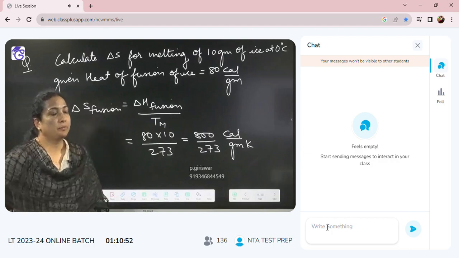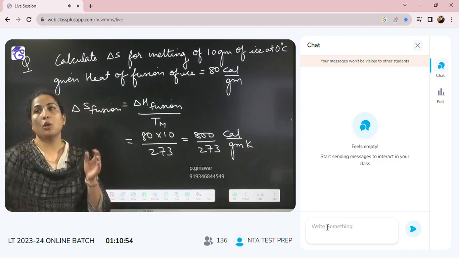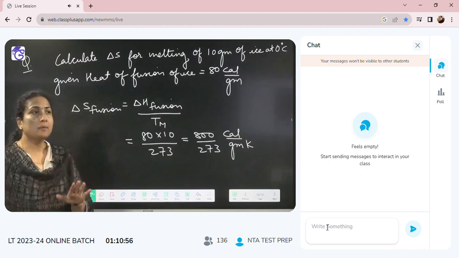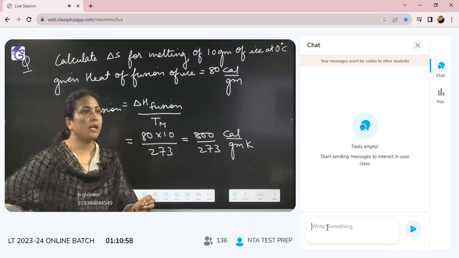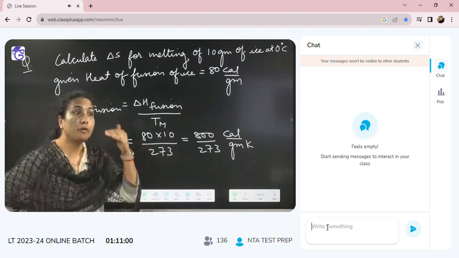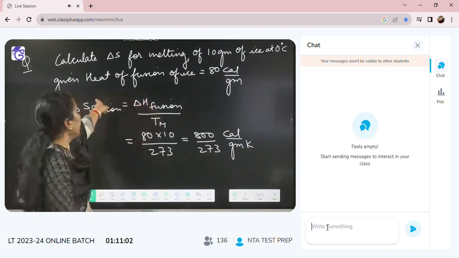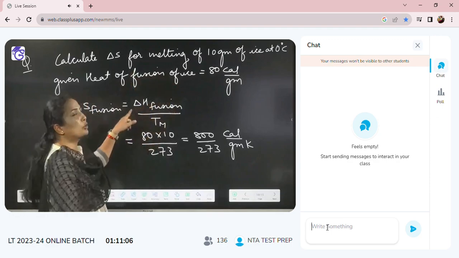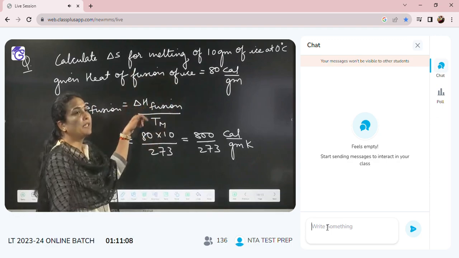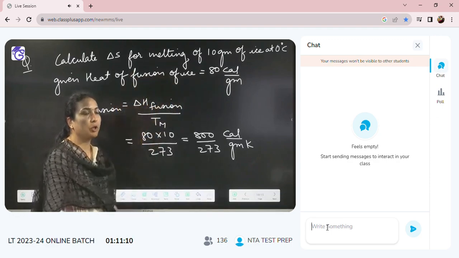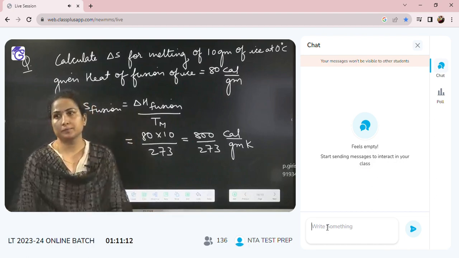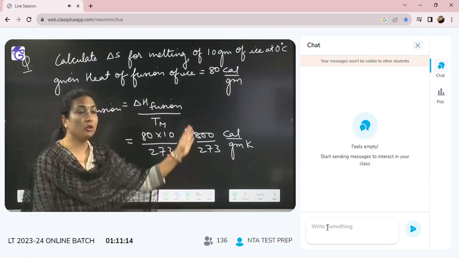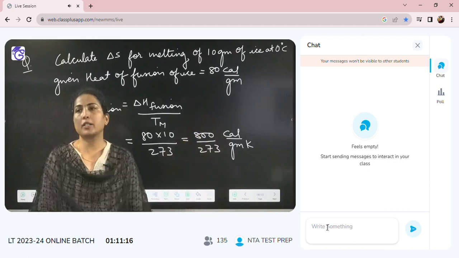Getting it, everyone? Now here I have asked you melting. Sometimes they may give you 10 gram of water and they can ask you entropy change for freezing. And they will give you the heat of fusion of that particular ice. So the thing is, you should understand delta H fusion should be replaced by minus of delta H freezing, because those two are just reverse. Are you able to understand? So you'll be getting your answer in minus. Understood, everyone?